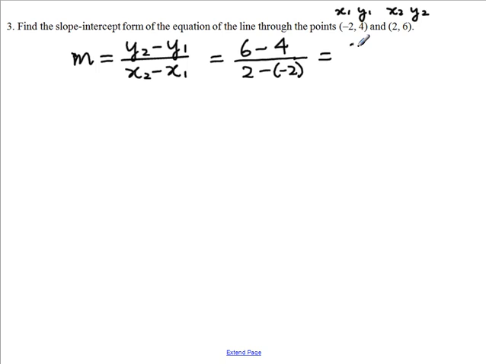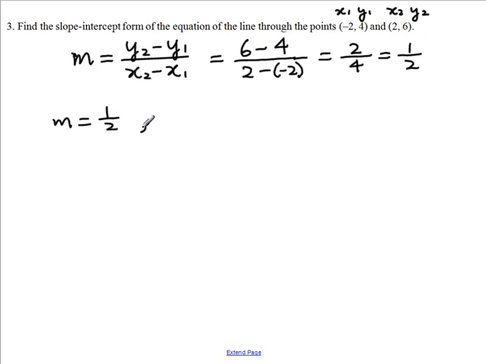So the numerator will become 2 over the denominator, 2 minus -2, that will be 4. Simplify that a little. So we got 1/2. And now we have the slope. m equals 1/2.